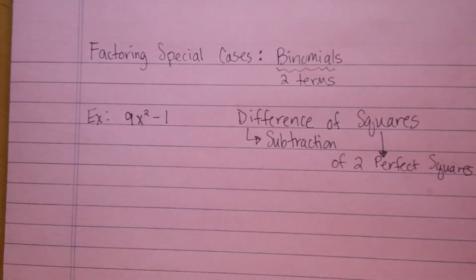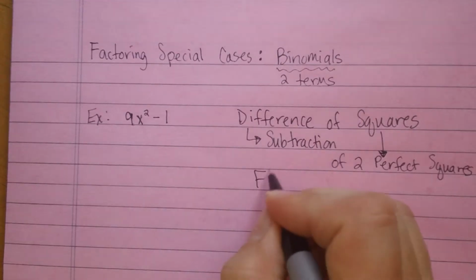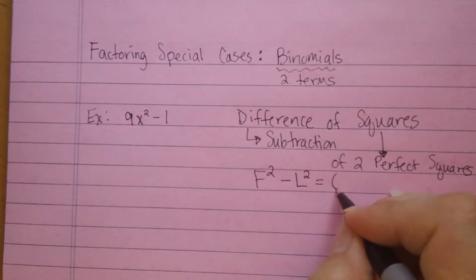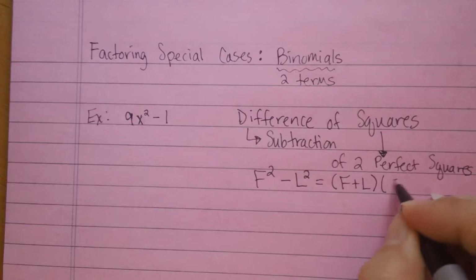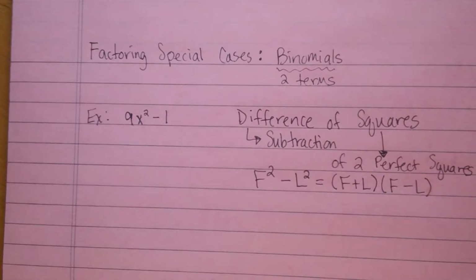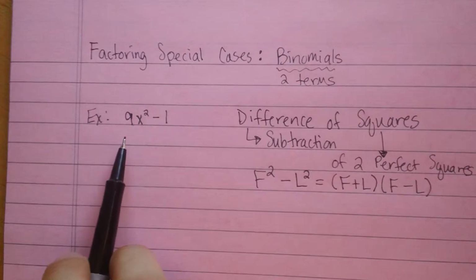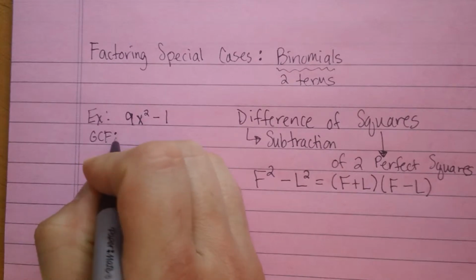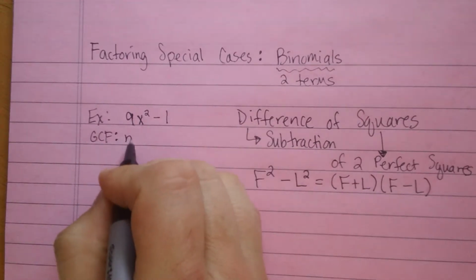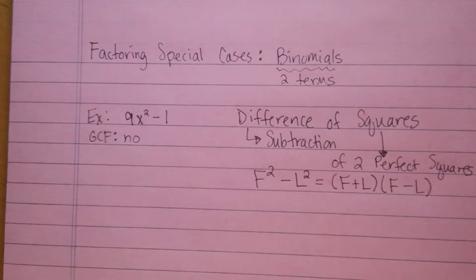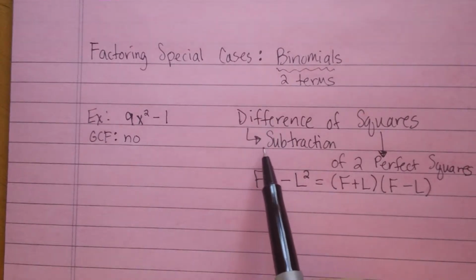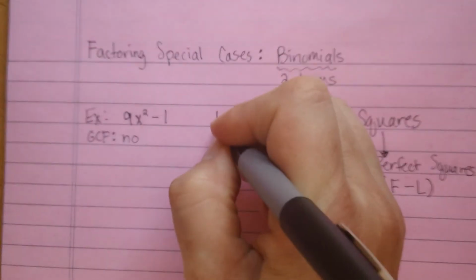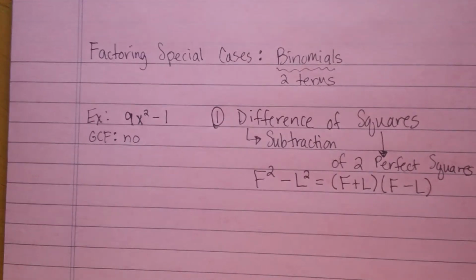And the pattern for difference of squares is that it will look like f squared minus l squared, and it will factor into f plus l times f minus l. In this example, we have 9x squared minus 1. First off, we want to check to see if there's a greatest common factor. In this problem, there's not, so we're going to move on. Since we have a binomial, we're going to notice that we have subtraction of two perfect squares, so we're going to be using difference of squares, which is our first special case.